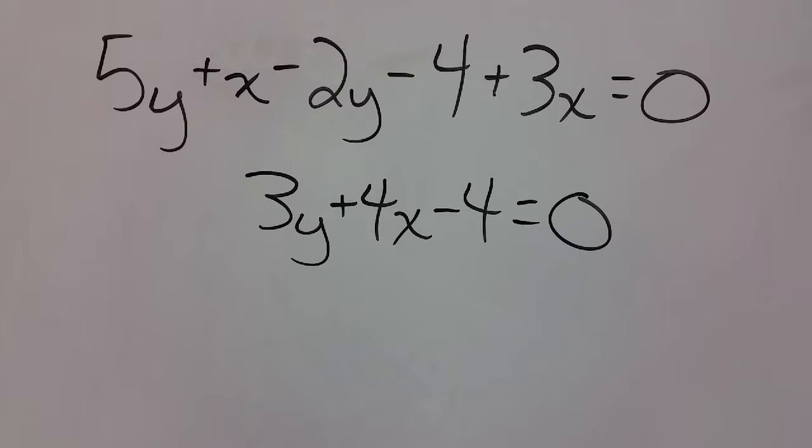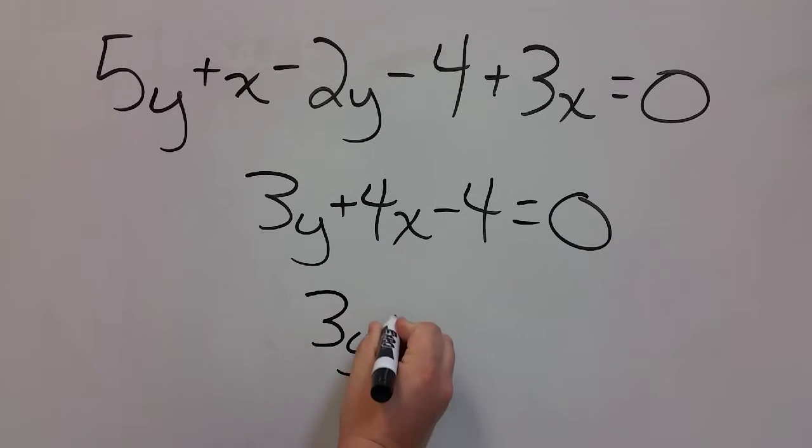I combined my like terms of y. I combined my like terms of x. And I left the equation pretty much the same. We can still solve it the same way as our first example. We'll leave everything with y on the left side, move everything without y over to the right side, and that'll give us something like this.